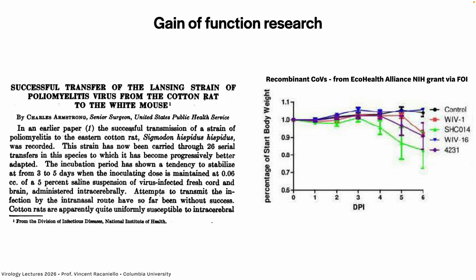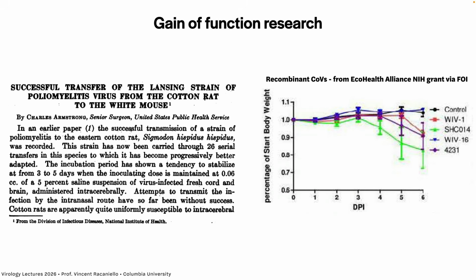Now, here are two examples of gain of function research. On the left is a paper from 1939, I think. Transfer of the strain of polio from cotton rat to the white mouse. So we're passaging the virus in mice, and eventually it reproduces in mice. So now we've given a new property to poliovirus. It's a gain of function experiment. And I'm telling you this because it's been done for years, and the goal is to enhance our understanding of, in this case, viruses.